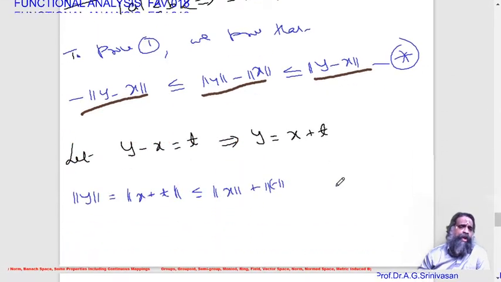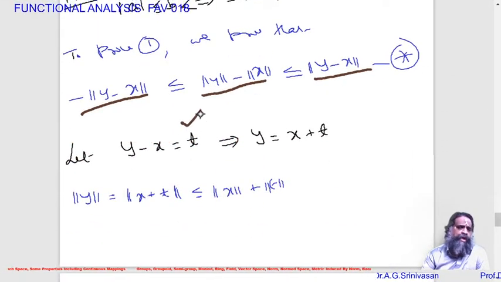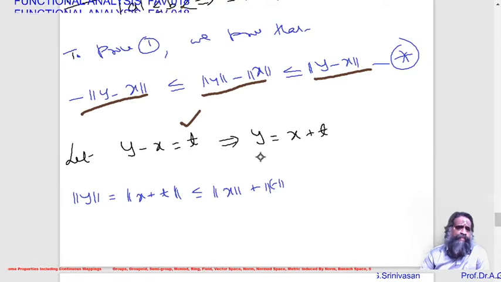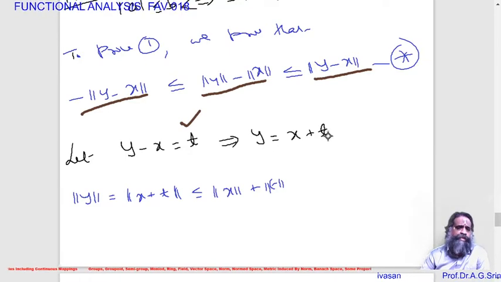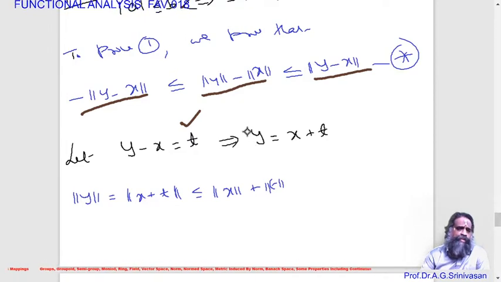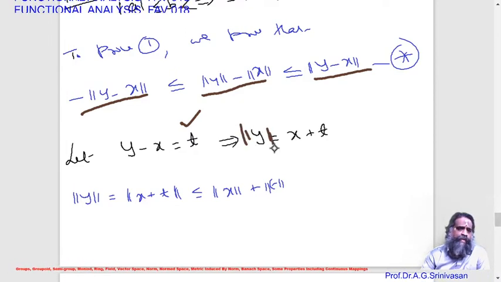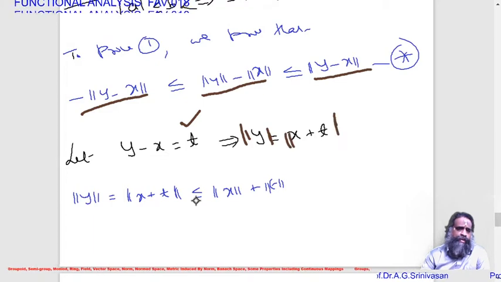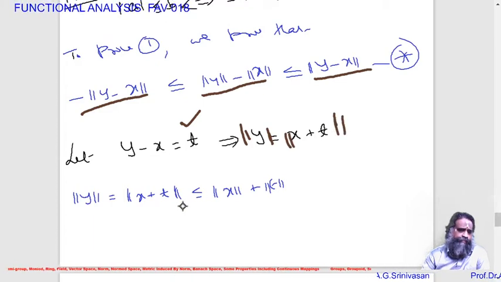Now first we call y minus x equal to t. I just call y minus x equal to t. So simple mathematics tells you y is equal to x plus t. So norm y is equal to norm of x plus t. Take norm on both sides. Norm y is equal to norm x plus t. So you can check that here.